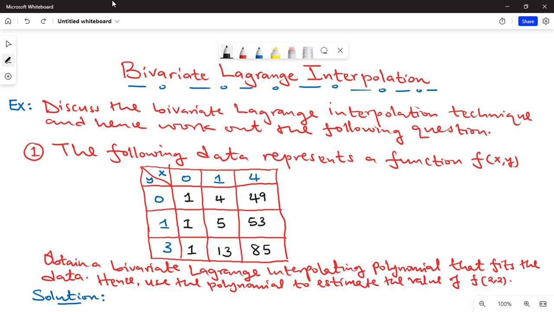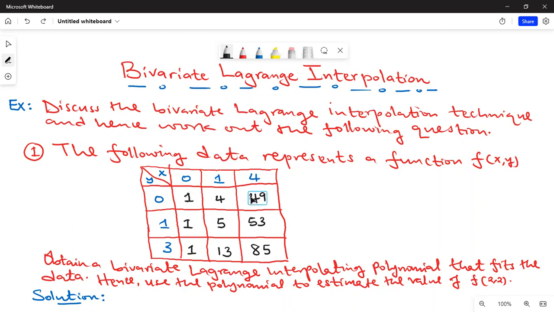Now we have this question. We are asked to discuss the bivariate Lagrange interpolation technique and hence work out the following question. We are told the following data represents a function f of x, y. So we have that table of x values versus y values and also f of x, y values.